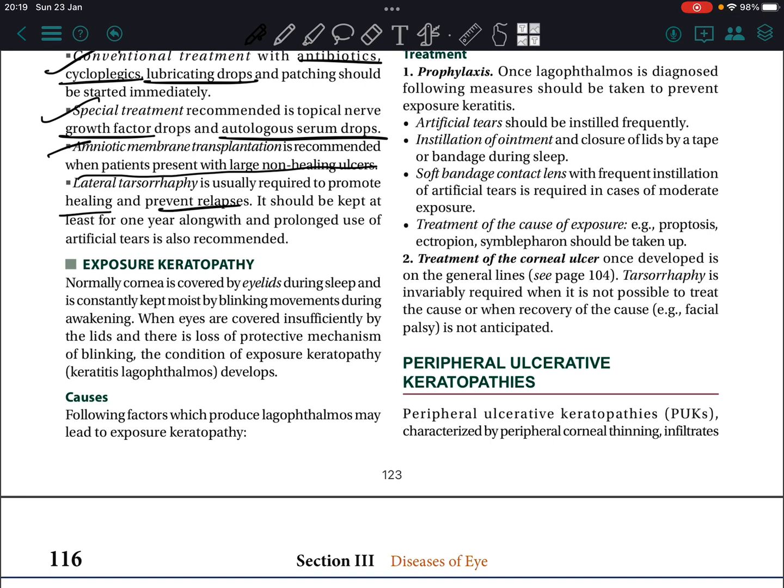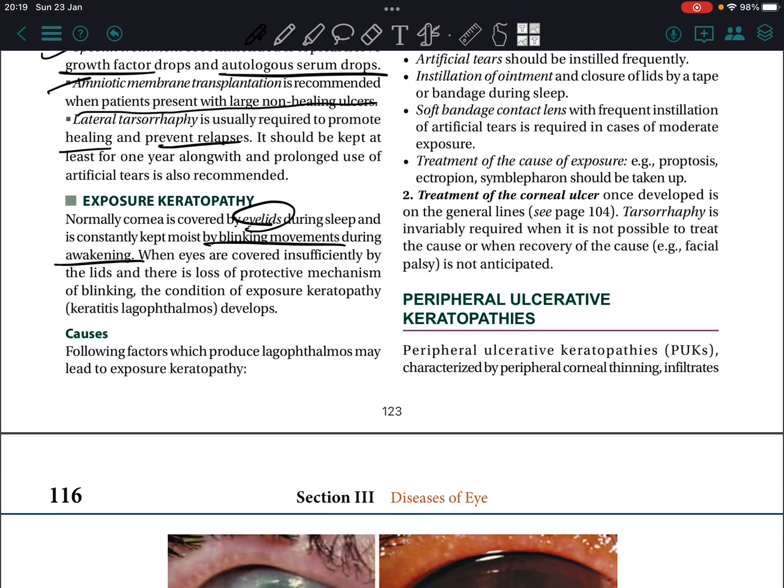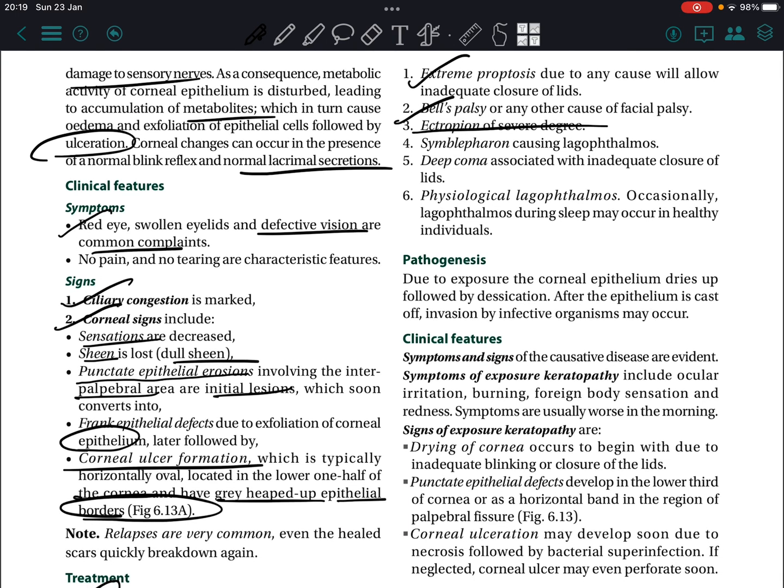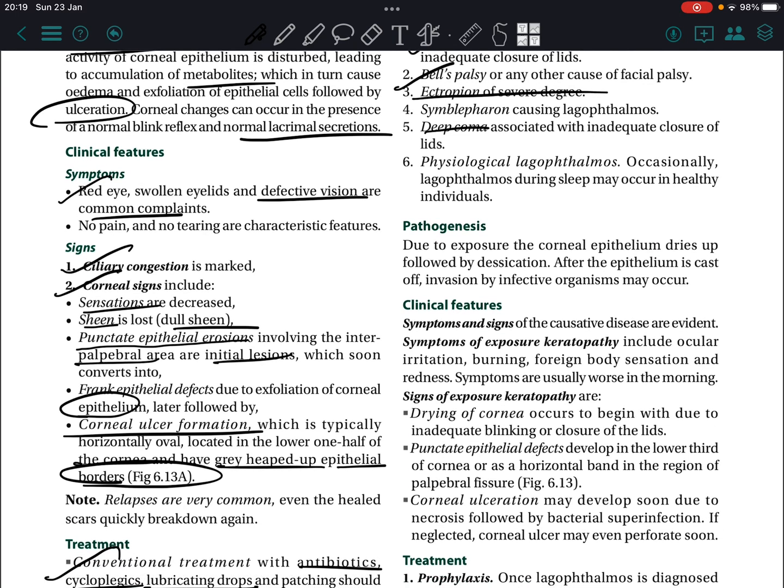Exposure keratopathy. Normally, the cornea is covered by eyelids during sleep and is constantly kept moist by blinking movements during awakening. When eyes are covered insufficiently by lids, there is loss of the protective mechanism of blinking. The condition of exposure keratopathy develops. Causes: the following factors which produce lagophthalmos may lead to exposure keratopathy: extreme proptosis, Bell's palsy, ectropion of severe degree, symblepharon, deep coma, physiological lagophthalmos, etc.